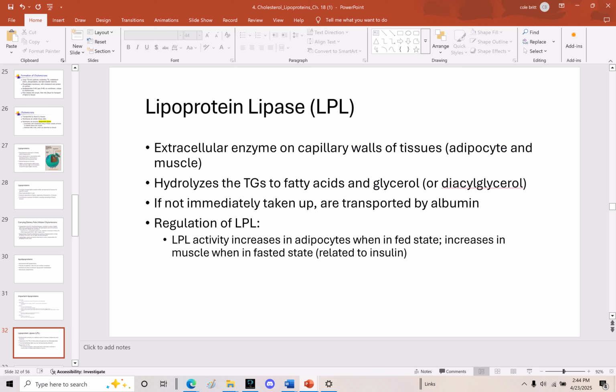All right, regulation of LPL. Remember, is lipoprotein lipase more likely active in the fed or the fasted state? Fed state. And so insulin is going to turn it on. Lipoprotein lipase activity increases in the fed state. That's when you tend to have a lot of triglycerides, and so insulin is going to activate it.